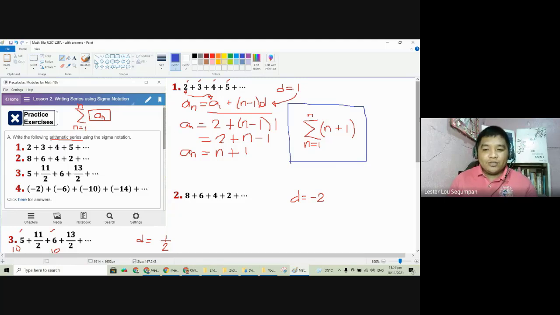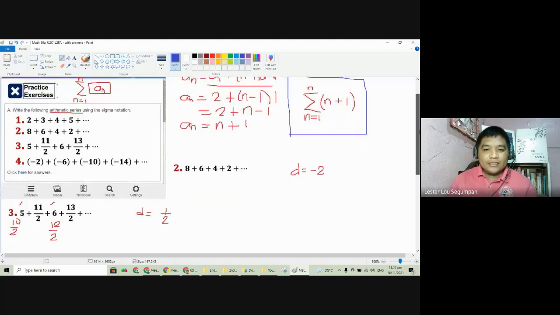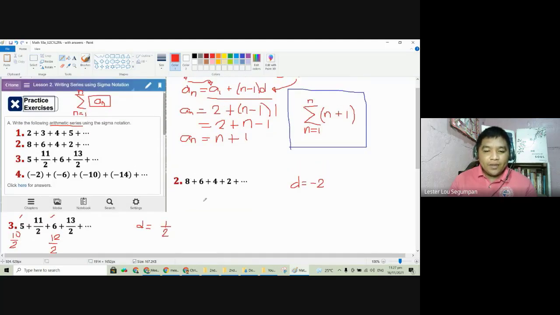Let's proceed to number 2 and use the same process. Again, you have your formula: a sub n is equal to a sub 1 plus the quantity n minus 1 times d. So a sub 1 here, the first term, is 8, plus n minus 1 times 2.